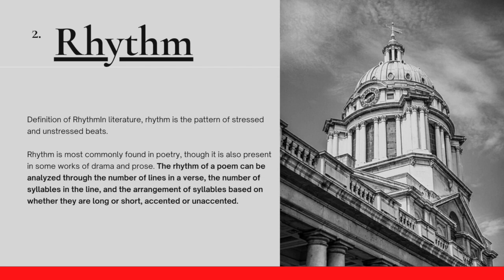The second element of poetry is rhythm. Definition of rhythm in literature: rhythm is the pattern of stressed and unstressed beats. Rhythm is most commonly found in poetry, though it is also present in some works of drama and prose. The rhythm of a poem can be analyzed through the number of lines in a verse, the number of syllables in the line, and the arrangement of syllables based on whether they are long or short, accented or unaccented.